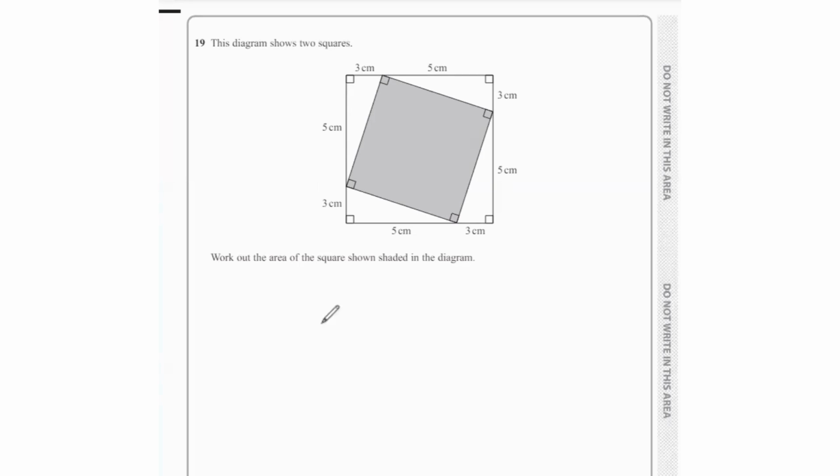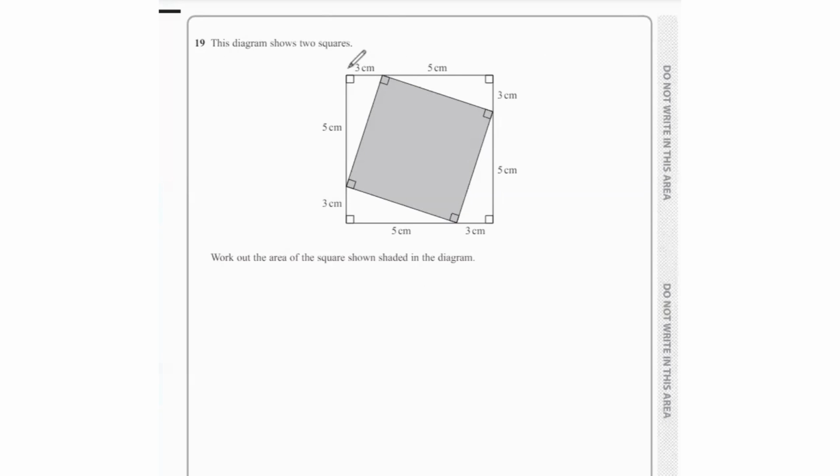This question says that the diagram shows two squares. Work out the area of the square shown shaded in the diagram. As you can see, we have one square, and inside the square, there's another square inscribed. And in the corners, we have four identical right angle triangles. So find the area of the square inside the square.